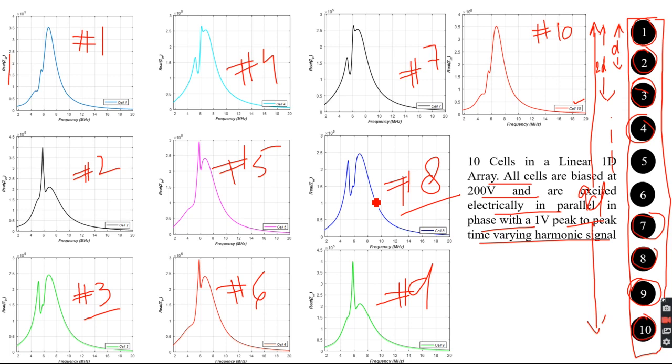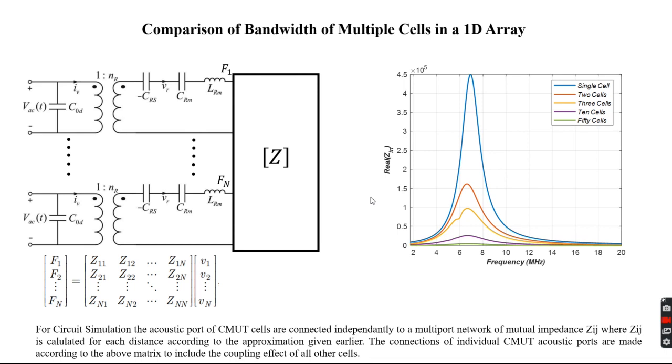So you don't have to terminate each cell in its own traditional distance, but you have to terminate in a complete Z matrix. Okay, so that's a comparison of multiple cells in a 1D array. So you have a single cell. If you recall the impedance level, that Q was about 4.5, and you can see the Q for 2 cells is lower. This is 2 cells, then 3 cells even lower. Okay, 50 cells is the smallest Q that you can get.